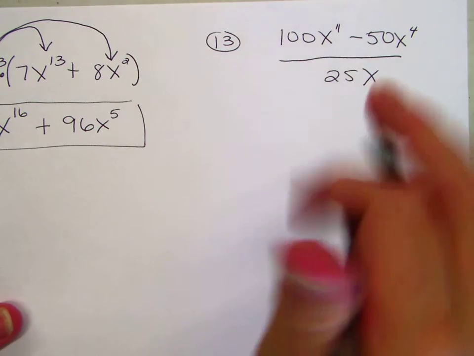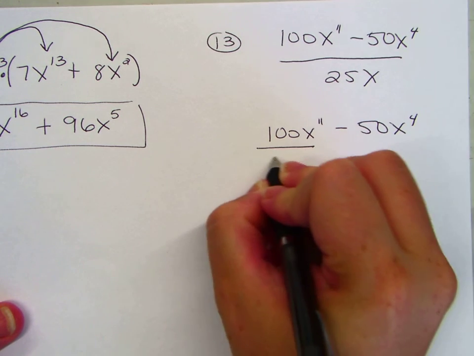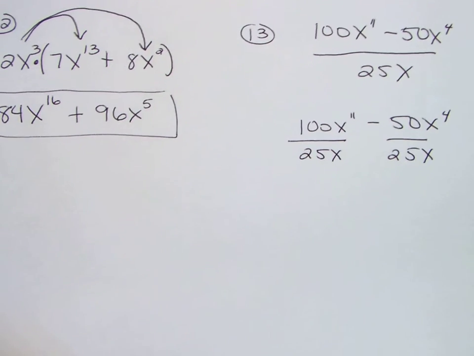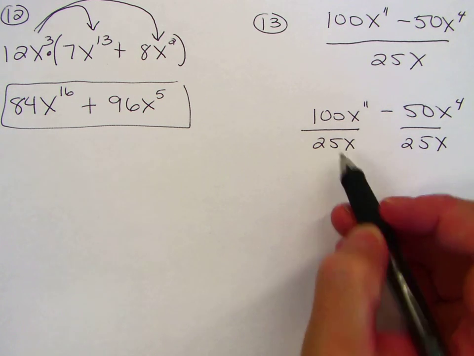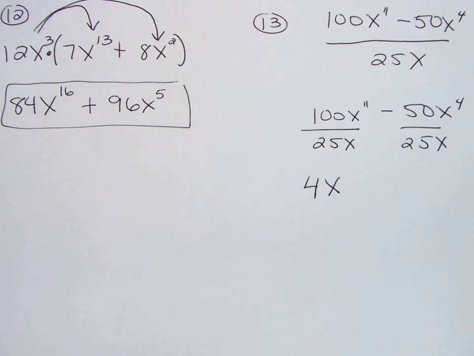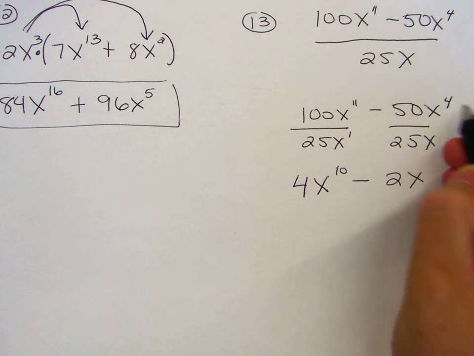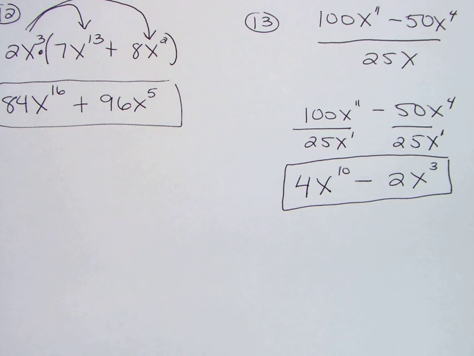And then last, number 13, rewrite the numerator. Write the denominator under both of them. You're distributing the 25x to both the problems. Okay? Divide. 100 divided by 25. If you have $1, how many quarters is that? 4. Subtract your exponents. 11 minus, again, that 1 is there. You get 10. Minus, if you have 50 cents and 20 in quarters, how many quarters do you have? You have 2. X, 4 minus 1 is 3. And that is lesson number 2.